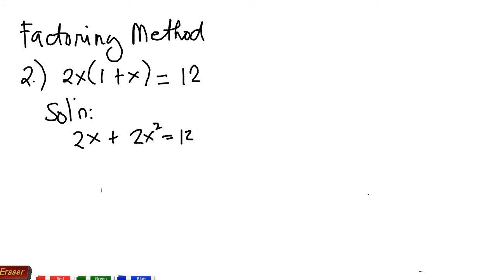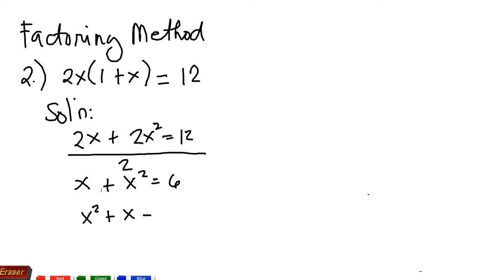If you notice, the equation can be reduced. So we reduce this one first by dividing by 2, so x plus x squared is equal to 6. After that, we rearrange, forming a quadratic: x squared plus x minus 6 is equal to 0.